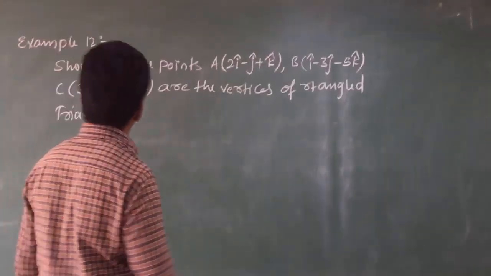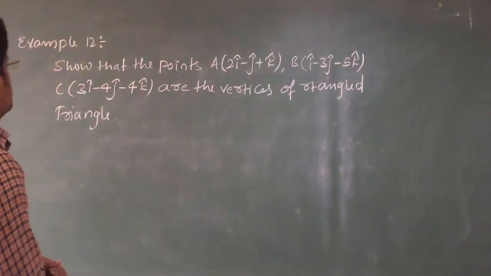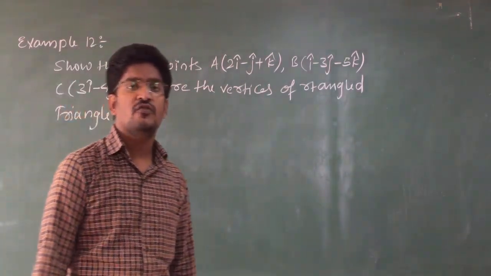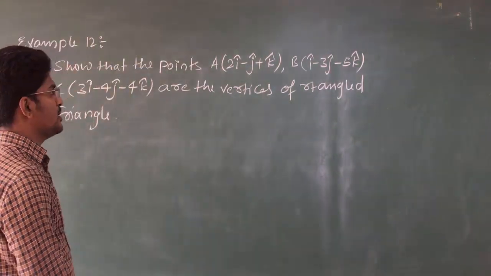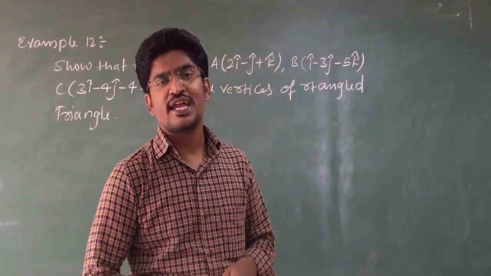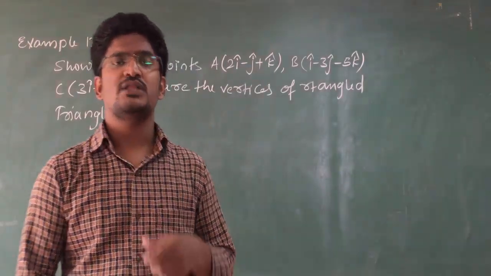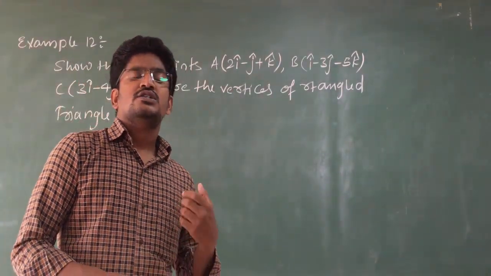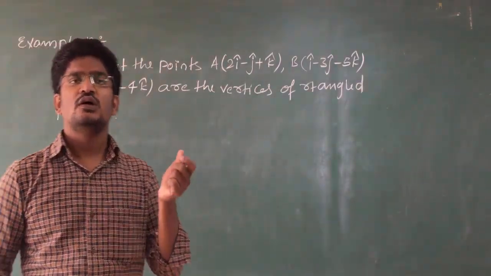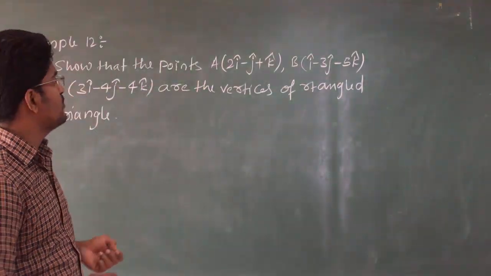Okay students. So now let us move to example 12, that is, show that the points A, B, C are the vertices of a right angle triangle. Clear? So as you all know, to prove the vertices of a right angle triangle, you must have an idea of the Pythagoras theorem. Clear? The sum of the squares of two sides is equal to the square of the other side. If you know that, then it will be very simple.